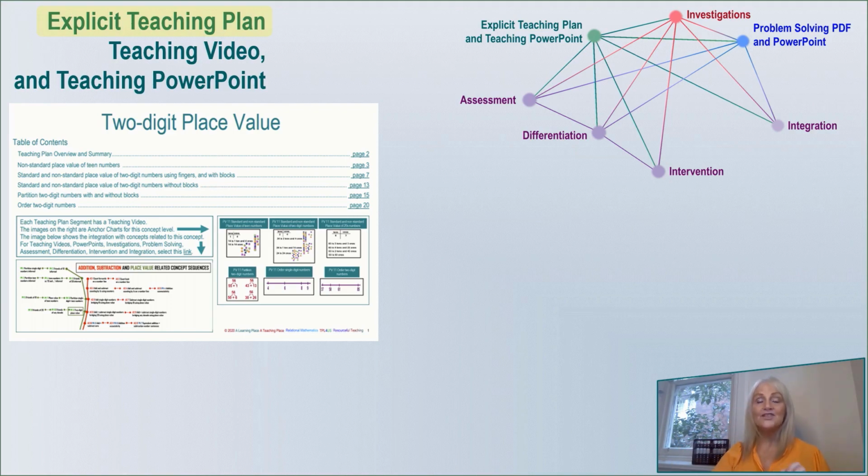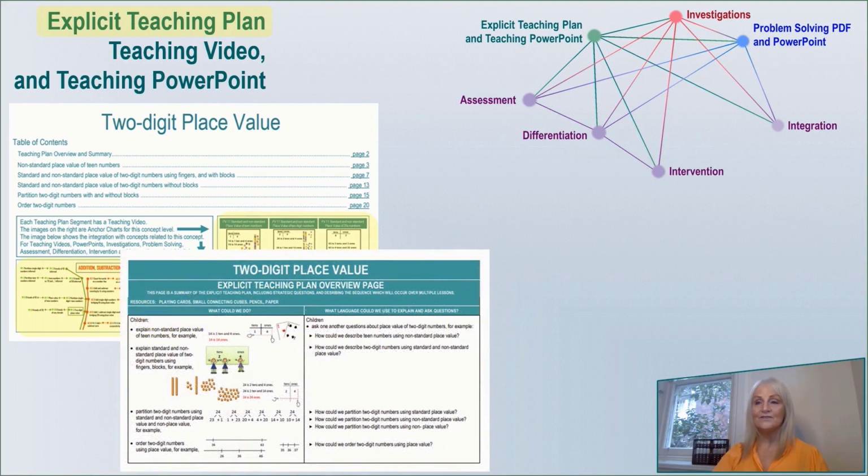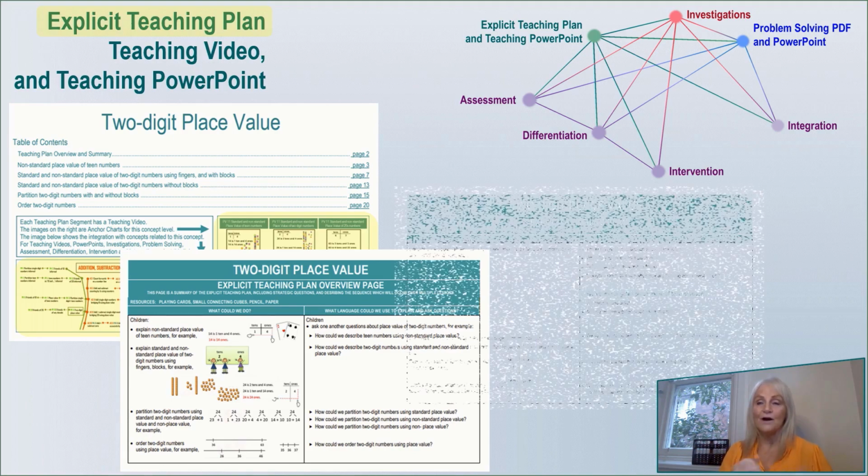The segments don't represent one lesson. Each segment is designed to be taught over many lessons, and when we have a look in a minute at differentiation, you'll see what I mean by that. The teaching plans now also include information on integration and information on differentiation. The second page of the explicit teaching plan is an overview of all of the segments in the teaching plan. It includes some of the Socratic strategic questions that we want to ask, and it also includes what you might be doing, what the board might be looking like, what your anchor chart models might be looking like.